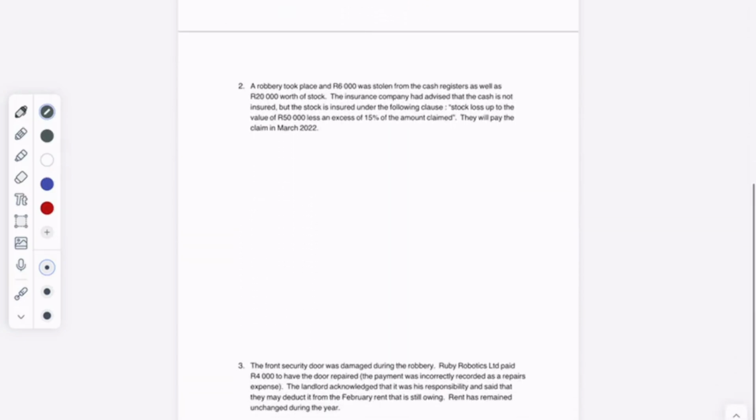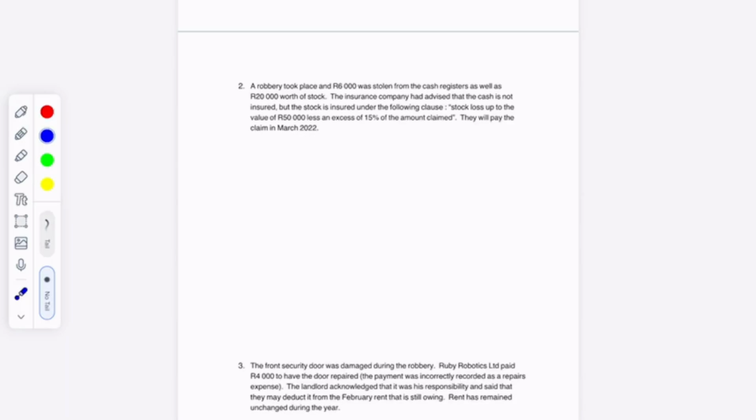Let's move on to the second transaction. A robbery took place and 6,000 Rand was stolen from the cash registers as well as 20,000 Rand worth of stock. The insurance company has advised that the cash is not insured, but the stock is insured under the following clause: stock loss up to the value of 50,000 Rand, less an excess of 15% of the amount claimed. They will pay the claim in March.